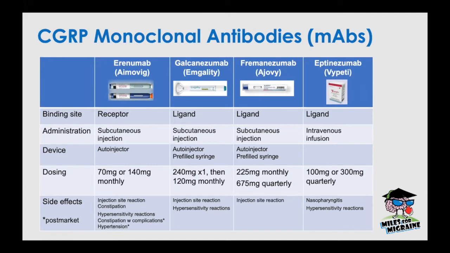And last but not least, Vyepti, which is actually an infusion. So if you're resistant to injecting yourself, like myself and most people would be, you can just go and get a monthly infusion or a quarterly infusion if that monthly infusion is working well for you. As far as side effects are concerned, constipation seems to be the more common side effect with Erenumab, in addition to injection site reaction. Same goes for the other two, injection site reaction being the most common one, but there are some hypersensitivity reactions as well, and occasionally nausea.